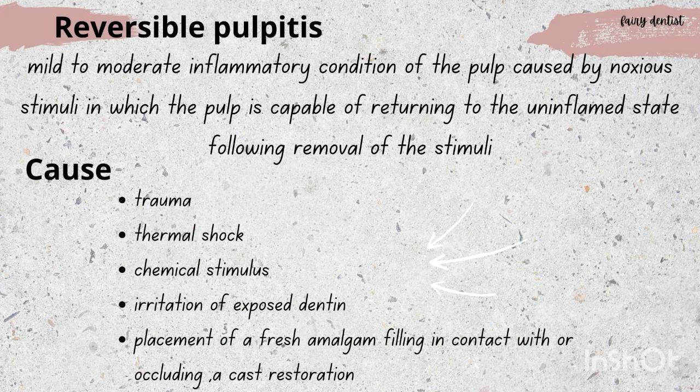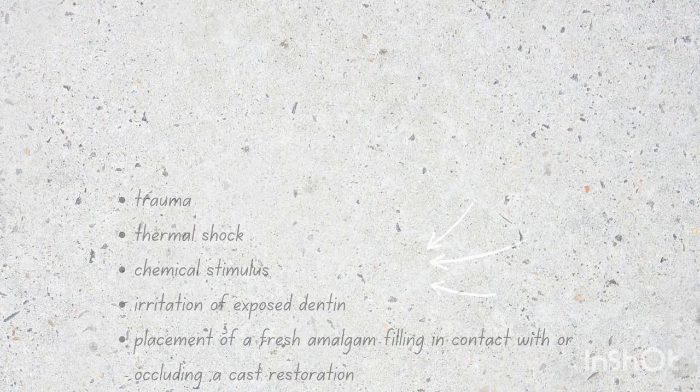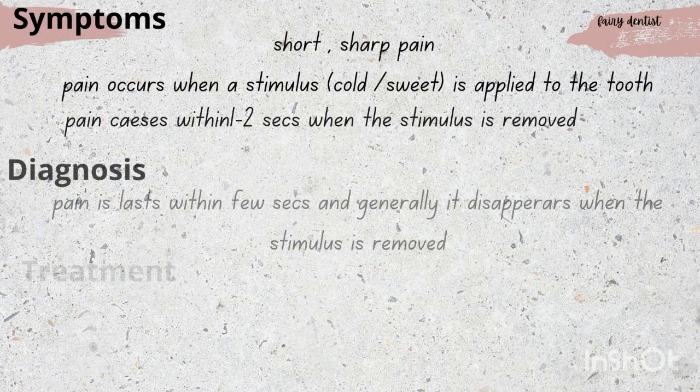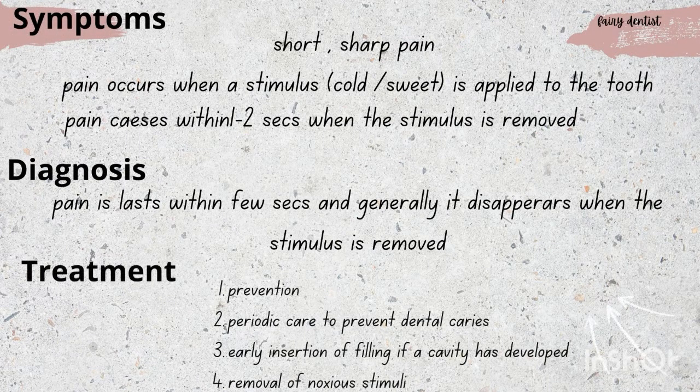Reversible pulpitis is a mild to moderate inflammatory condition of the pulp caused by noxious stimuli. It may be caused by any agent that is capable of injuring the pulp. Trauma, thermal shock, chemical stimulus, and placement of a fresh amalgam filling in contact with or occluding are the causes of reversible pulpitis. Excessive dehydration of a cavity or irritation of exposed dentin also may cause short, sharp pain lasting for a moment. The pain is instantly relieved on removal of the stimulus. Cold or sweet usually causes this.